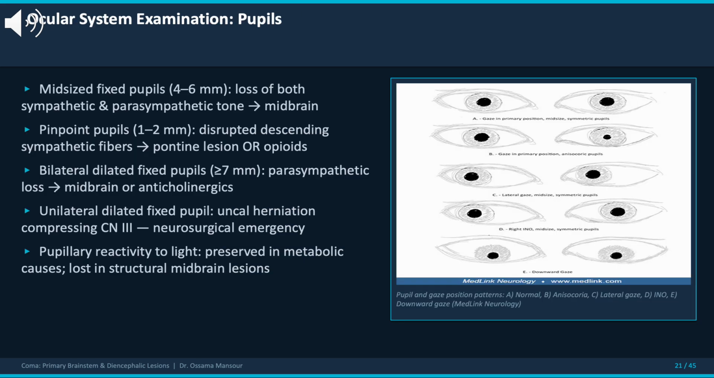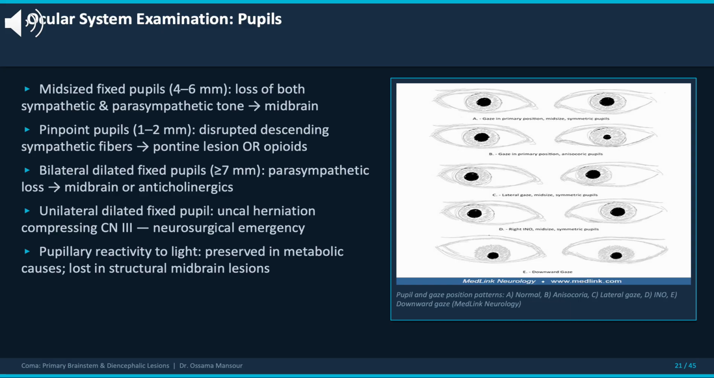The ocular examination provides some of the most valuable localizing information in the comatose patient. Let's begin with pupillary assessment. Gaze position, pupillary size, reactivity to light, and symmetry between the two eyes are all critically valuable pieces of information that should be systematically documented.